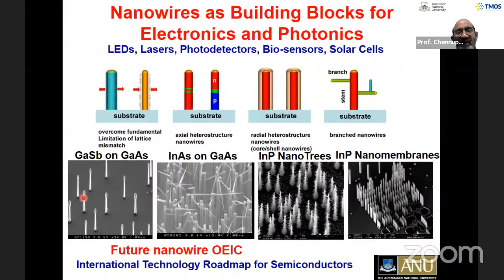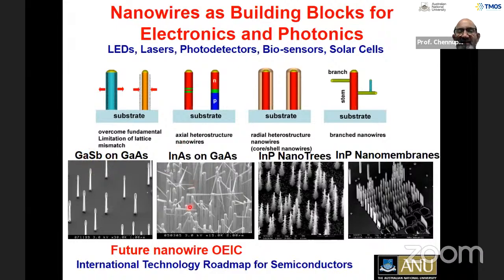So in fact, here are some examples from my own laboratory where we were able to show that we've been able to grow gallium antimonide on top of gallium arsenide despite large lattice mismatch. You're able to show that you can really get atomically perfect gallium antimonide. Gallium antimonide is a very good material for infrared detector applications, for example.